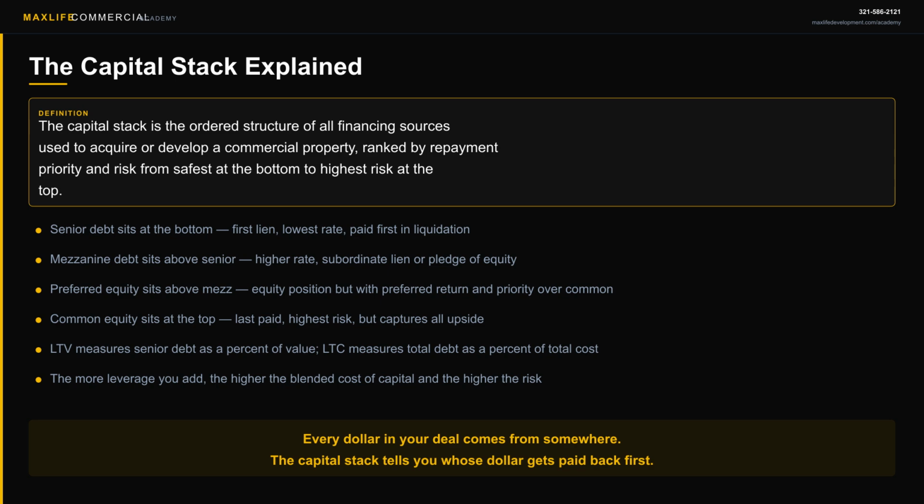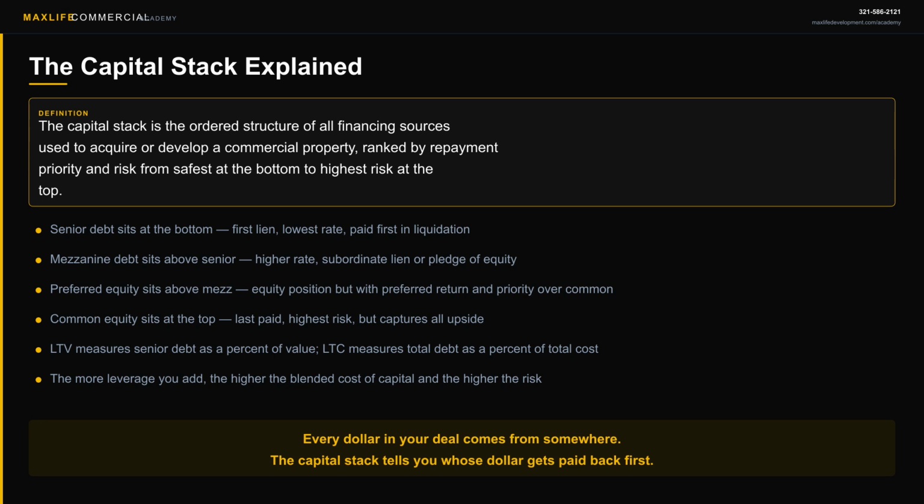Above that, you'll find mezzanine debt, which charges a higher rate and takes a subordinate lien or a pledge of equity. Above mezz comes preferred equity, an equity position, but one that earns a preferred return and gets priority over common equity. And at the very top sits common equity, last to get paid, highest risk, but it captures all the upside when the deal performs.